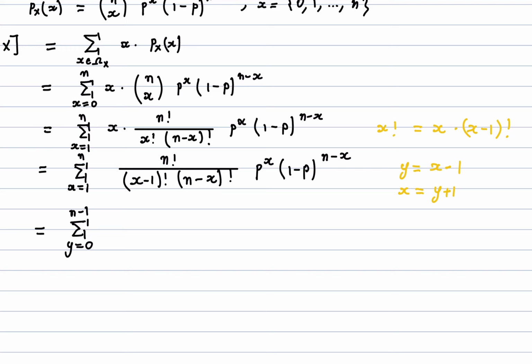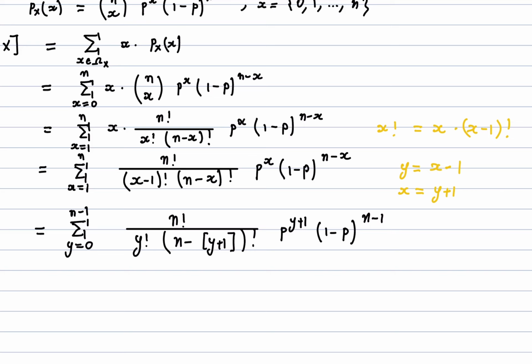So now we can put in our substituted values: y factorial, n minus, now I'm going to be careful here, (y plus 1) factorial, and p to the y plus 1, 1 minus p to the n minus (y plus 1).